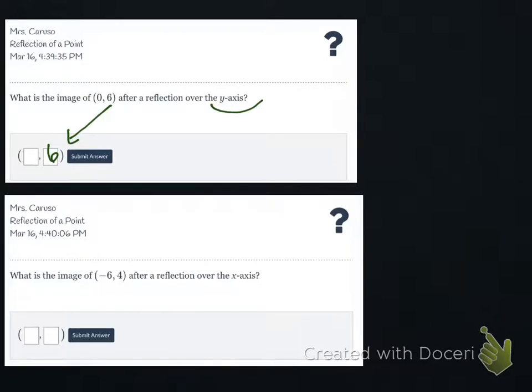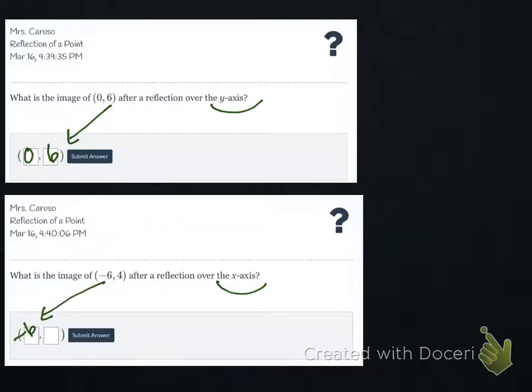0 doesn't have a flip. 0 doesn't have an opposite, and so you will stay a 0. Let's try it on the next one. If you are reflecting over the x, it is your x that will stay the same.